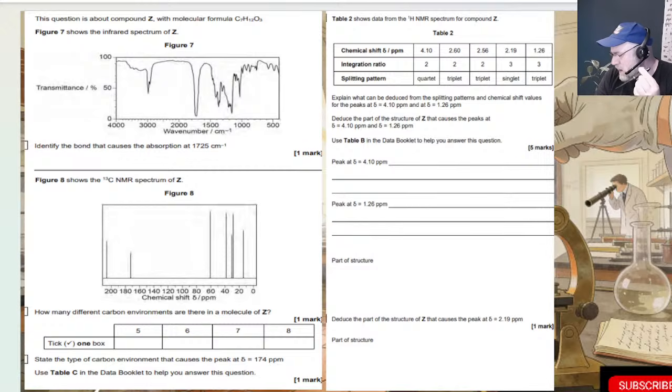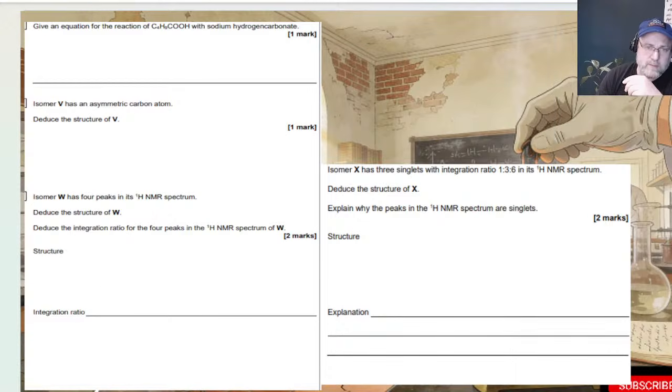Recrystallization. Recrystallization practicals. All right, let's go through a couple of practicals then.